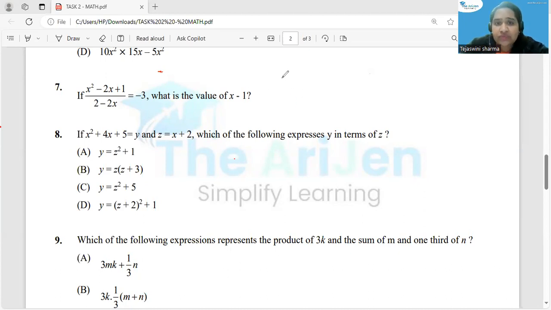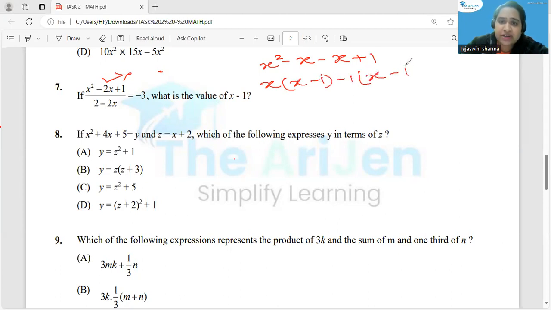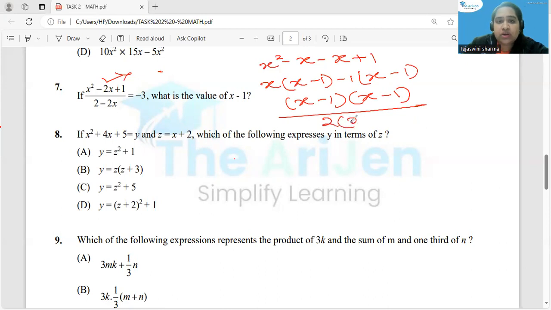So first of all I will break this given expression in the numerator, when I find the two binomial product of the given expression, it is x to the power 2 minus x plus 1, which will further give me x. When I take it out, it is x minus 1 minus 1. When I take it out, it is x minus 1 again. So the two products which I am getting are repeated, x minus 1 multiplied by x minus 1 upon, when I take 2 common, it is 1 minus x is equal to minus 3.